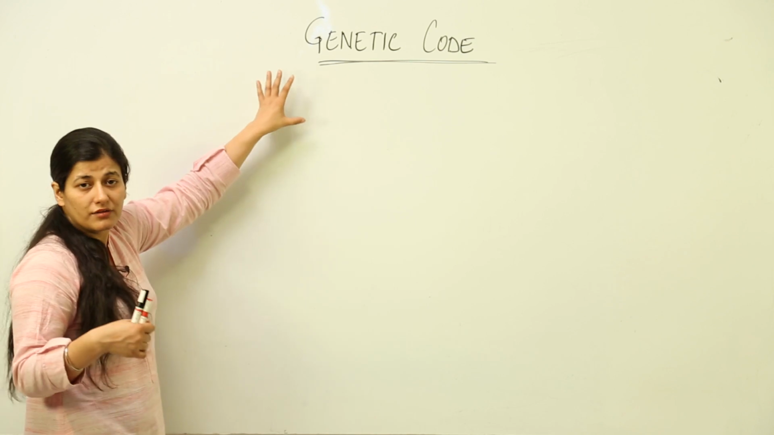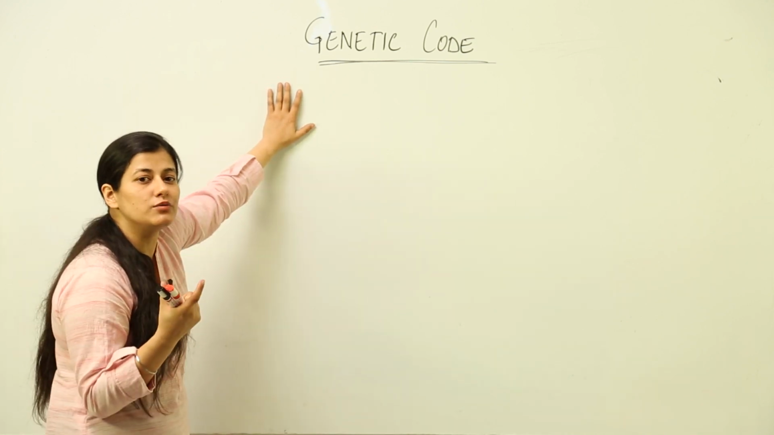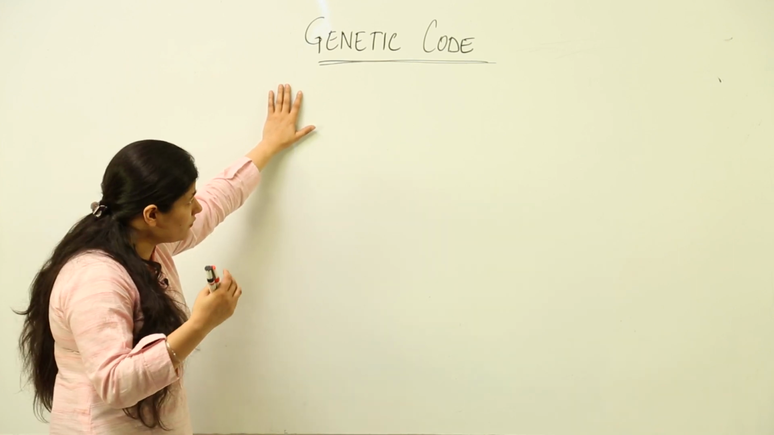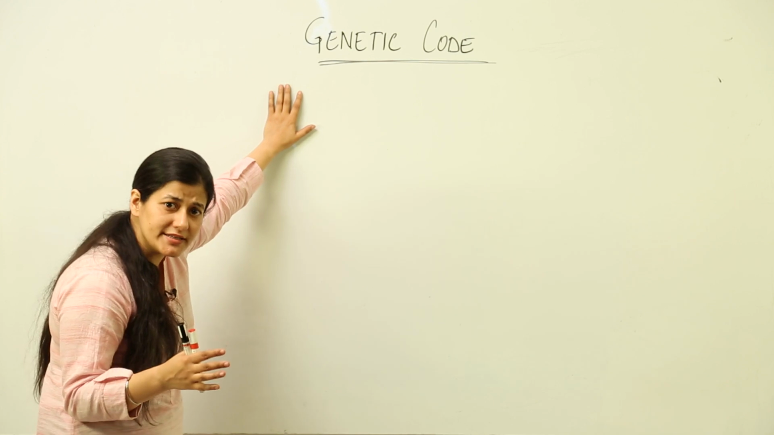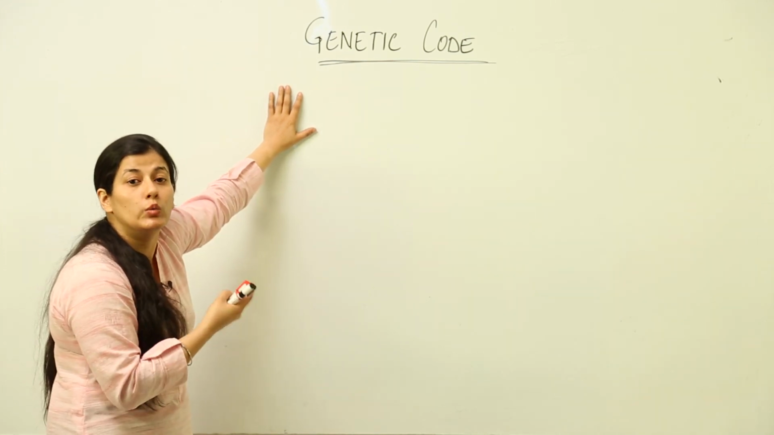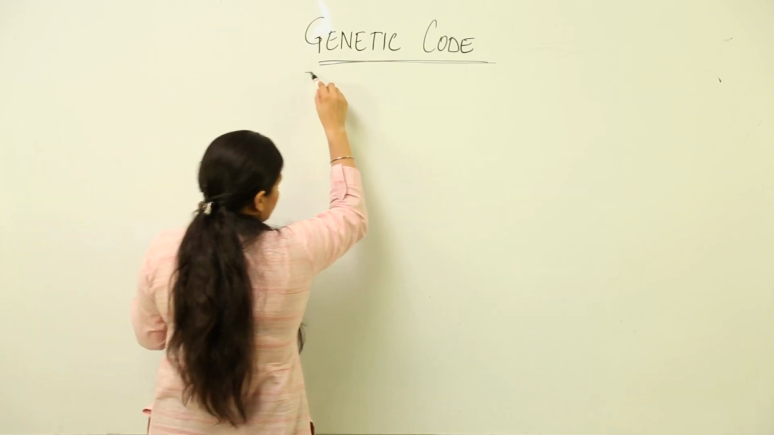So, we had arrived, as we understood, at a point where a triplet was coding for an amino acid, and these scientists, as I named them, were studying extensively to find out which amino acid is coded by which sequence. Okay? So, that gave us the genetic code.